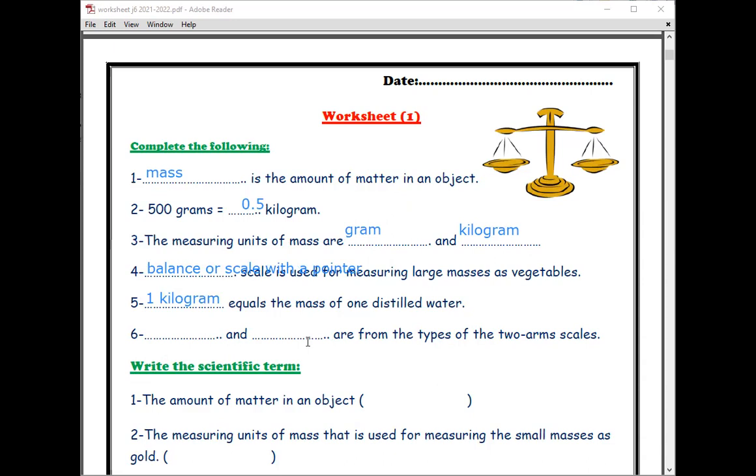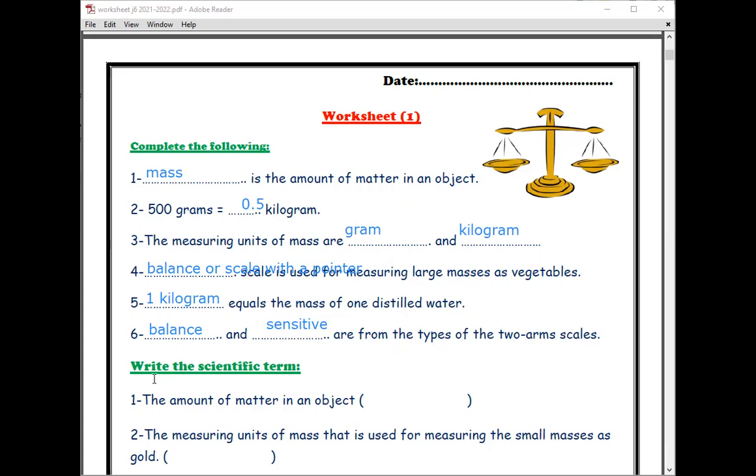Number 6, what and what are from the types of the 2 arm scales? If I ask you to give me examples about the 2 arm scales, they are balance scale and sensitive scale. Balance scale and sensitive scale are from the types of the 2 arm scales because they have 2 pans.